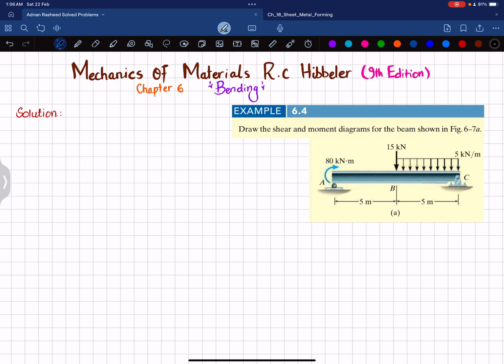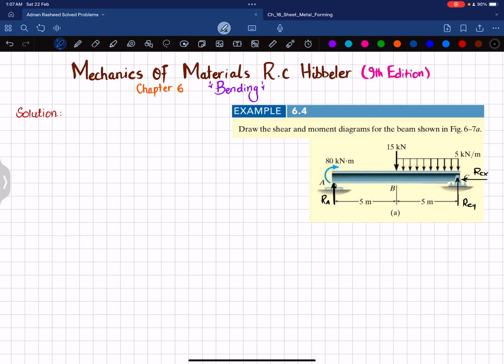The first step is that if you remove this roller support at point A, you will have a reaction force which will be represented as RA, and if you remove this pin support at point C, you will have a vertical reaction force RCY, and there will be a horizontal reaction force which will be RCX. So we will find RA, RCY and RCX by using equations of equilibrium.